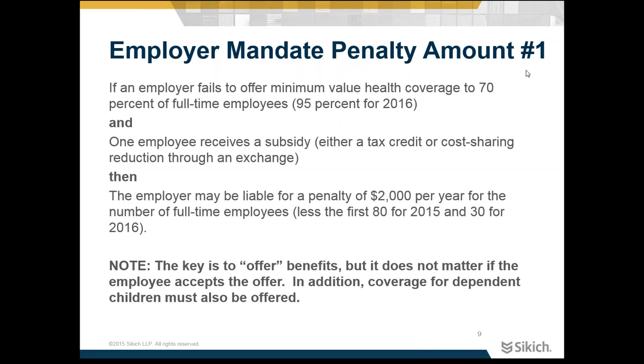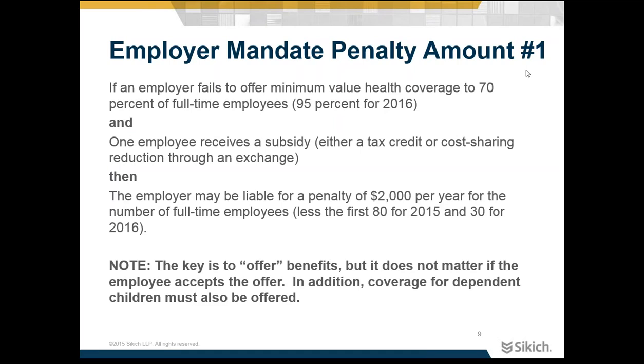I refer to one of them as penalty number 1. If the employer fails to offer the minimum value coverage, and you have one employee who receives a subsidy either through a tax credit or a cost-sharing reduction through an exchange, then the employer may be liable for a penalty of $2,000 per year for the number of full-time employees.